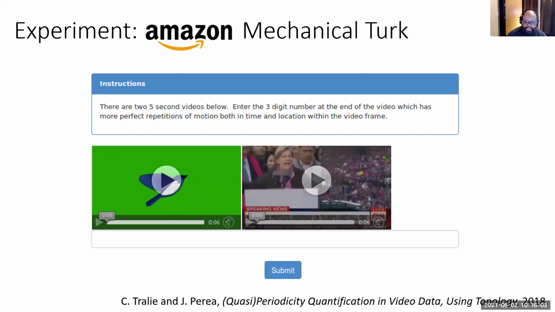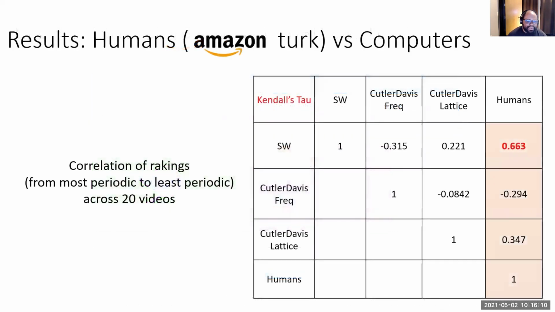Humans are supposed to be the gold standard in perception tasks. Most of the time that is true. And what we saw was that when we compared periodicity detection using the human ranking to state-of-the-art methods in computer vision and topology, the sliding window method in topology was much closer to what humans thought was recurrent than what other computer vision techniques thought was recurrent.